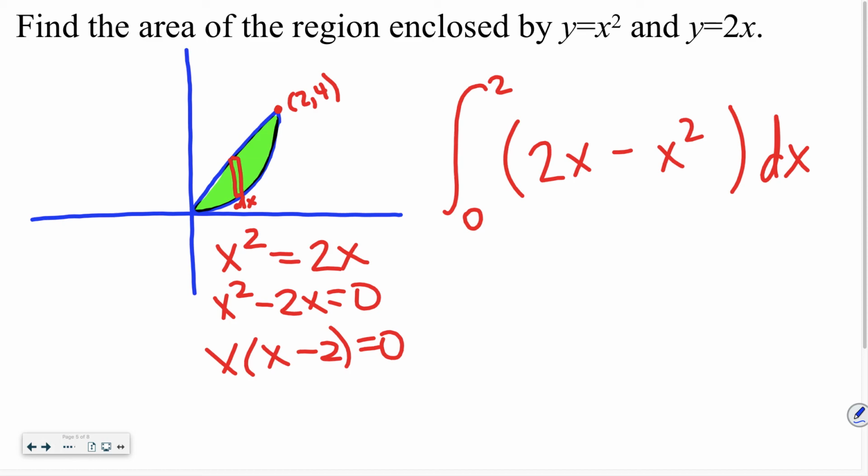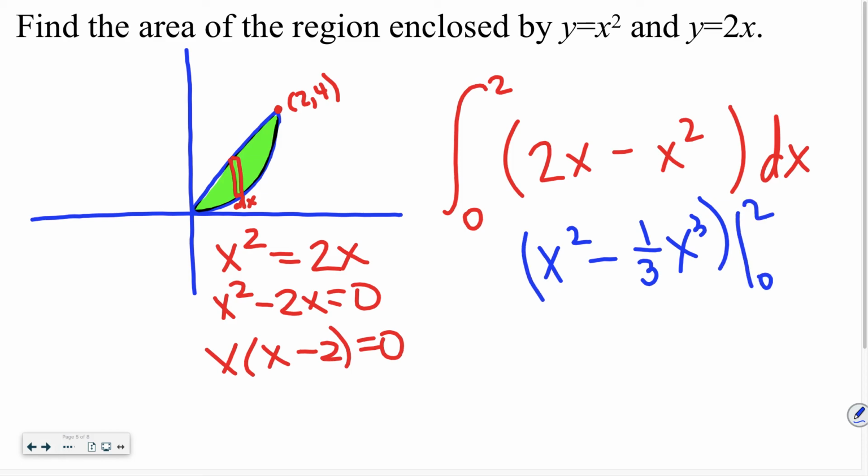Okay, antiderivative for 2x. Minus 1/3 x cubed. Someone's already gotten there. Love it. So we have 2 squared minus 1/3 times 2 cubed minus 0.